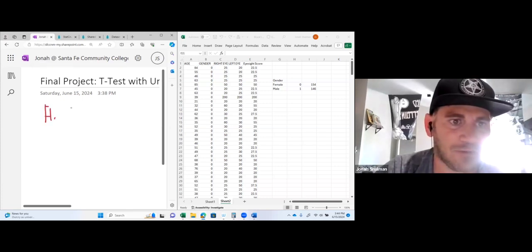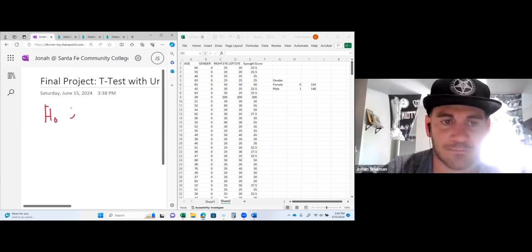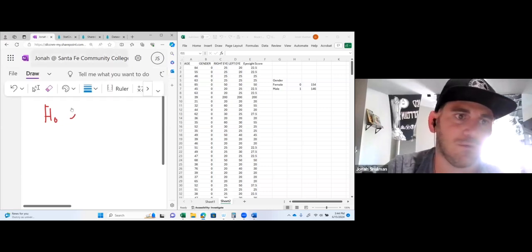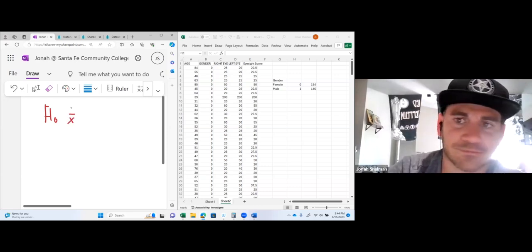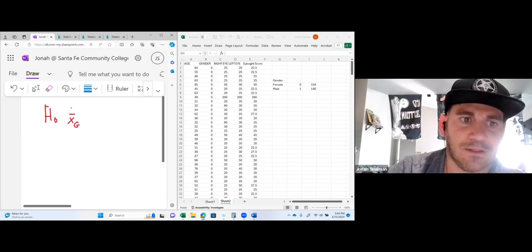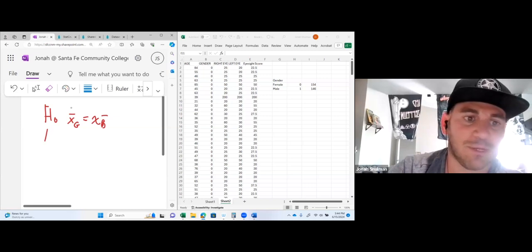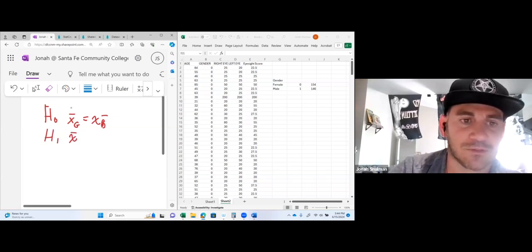So the null hypothesis is that, we don't have all the girls, but we could just say that the mean of our sample of girls is equal to the mean of our sample of boys. Now we could claim one's better than the other. We could say we want to prove that the girls have better eyesight than the boys.